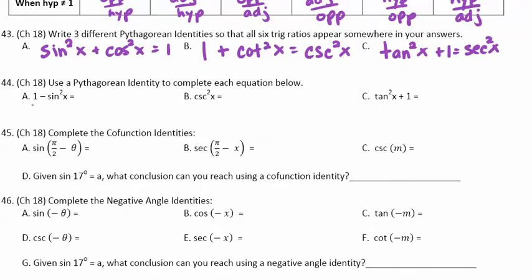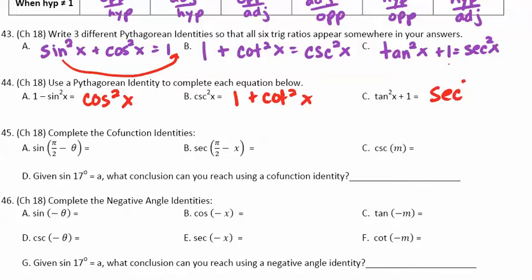All right, so let's rearrange them then. What if we tried to get 1 minus sine squared? Well, look at what we're doing here. What if we move this sine squared to the other side? So 1 minus sine squared would leave cosine squared. How about cosecant squared? Well, we've got it right here in front of us. Cosecant squared is 1 plus cotangent squared. And how about tangent squared plus 1? Right there in front of us, that gets replaced with secant squared. So you should be able to recognize when to use those Pythagorean identities.